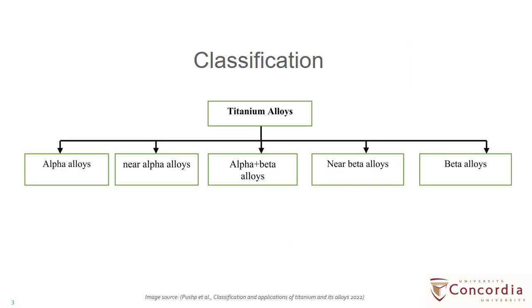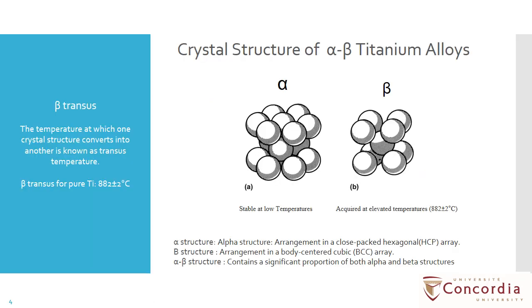In this presentation, we'll delve into one of the 5 classifications of titanium alloys, namely alpha-beta titanium alloys. In alpha-beta titanium alloys, we need to understand the crystallographic attributes of both the alpha and beta phases. There are 2 known crystal structures of titanium: A, close-packed hexagonal or the alpha phase, and B, the body-centered cubic or the beta phase.